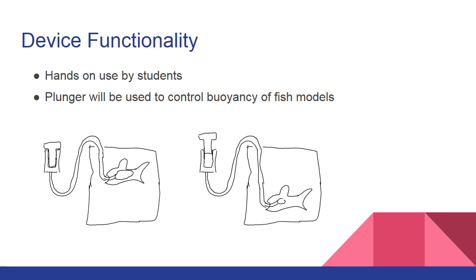As the plunger is pressed in, air is transferred to the bladder, filling it, changing the model's buoyancy, and causing it to float. All an educator has to do in order to use this with students is simply fill the container with water, drop the fish in, and hand the plungers off to the students. The students can then see hands-on how moving the plunger changes the air bladder's size, changing the model's buoyancy, causing the fish to move up and down.